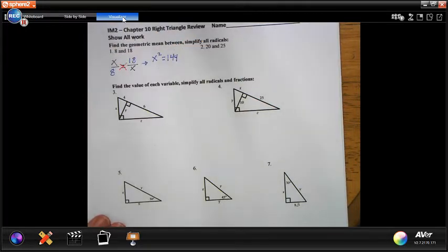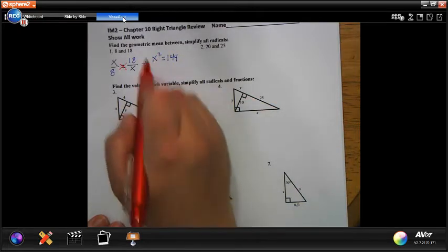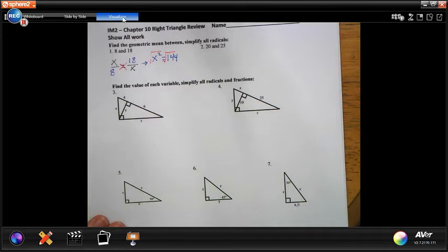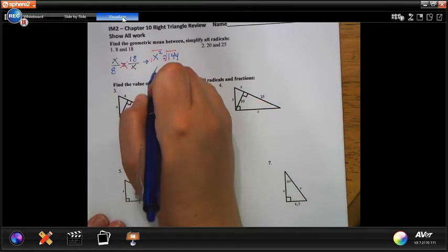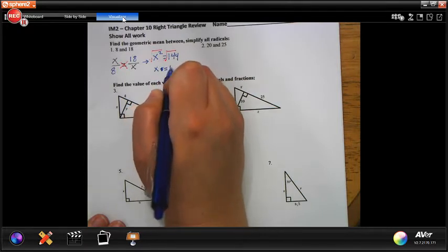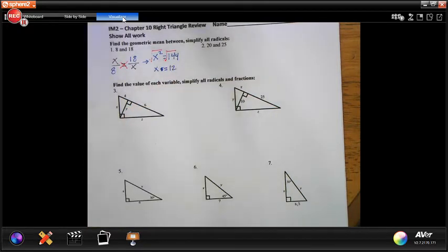So now that I have x squared equals 144, to get rid of the square, we do the square root. And then the square root of 144 is 12. Okay, equals 12. There we go. So x equals 12.